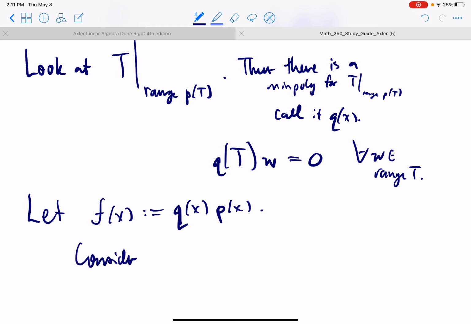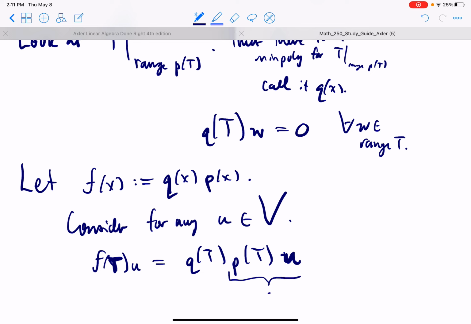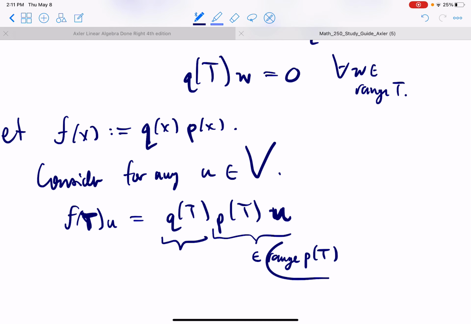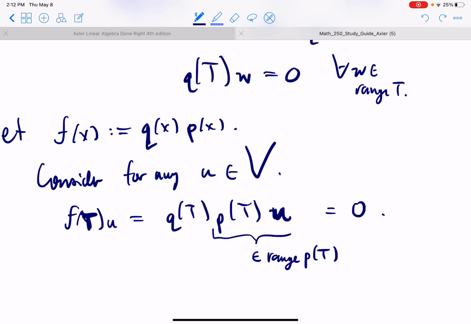So consider now for any vector u in our whole space, f of t on u is equal to q of t, p of t applied to u. This is now in the range of p of t. By definition, the range of p of t is all the things of the form p of t times a vector. Okay? Well then, q of t is the min polynomial on range p of t, and so this is 0. And that's true for all u.